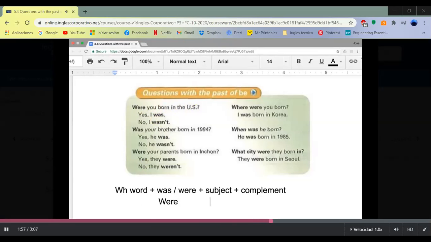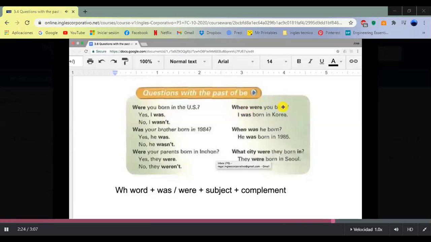Next, we need to include the subject, you. Finally, we need to add the complement and a question mark at the end. Born in the US. To answer this type of question, we can answer positively by saying, yes, I was, or negatively by saying, no, I wasn't.